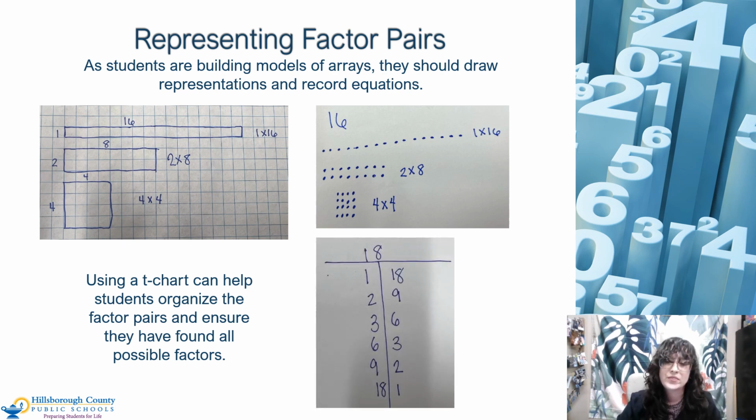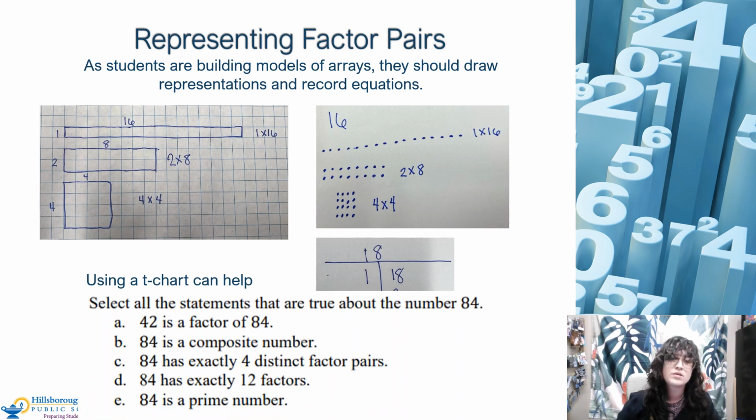So take a minute and look at this T-chart and think about what you notice about the numbers that are listed. Hopefully you notice that the numbers start to repeat themselves. Once the numbers start to repeat themselves, we know that we have found all possible factors.